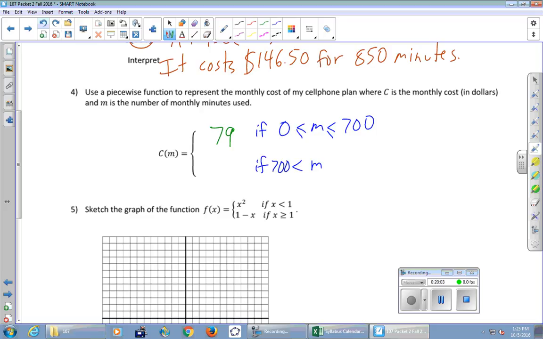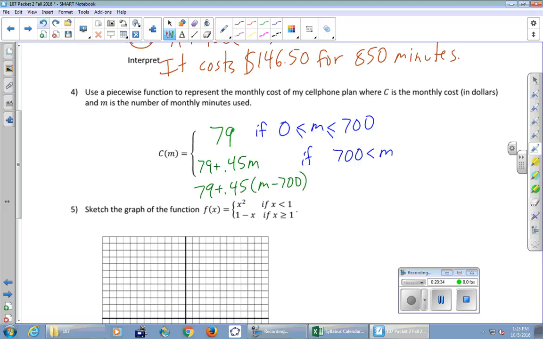The other one is more complicated. 0.45 M. I need a little more space here. If 700 less than M. Minus 700. So you're saying this? Ivy says that. Jamie says, yeah. What do we think? First choice or second choice?